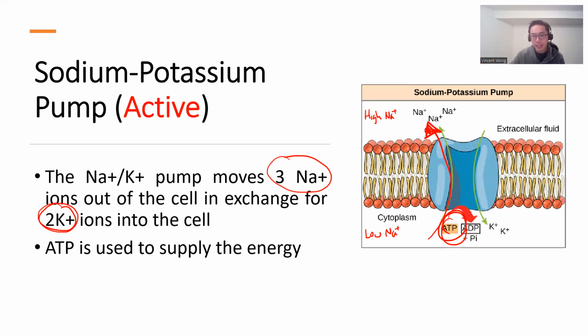Same thing for the potassium, the K, right? If you keep on bringing potassium in, it's going to be high concentration inside and low concentration outside. And you're going against its concentration gradient as well. So in these situations where you're going from low to high, you are using ATP.